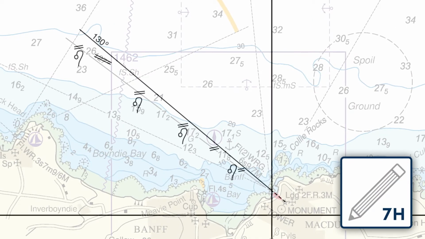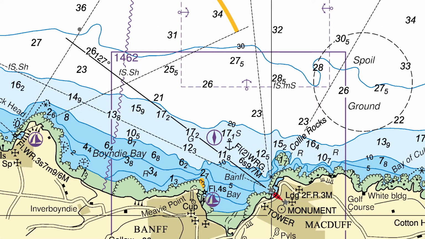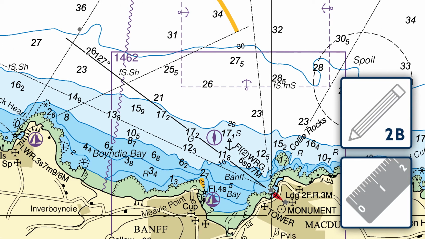Using a 7H pencil, mark the end of the leading line, the point where the firm line changes to a pect line, and the end of the pect line. Remove the tracing to reveal the chart. Using a 2B pencil and a ruler, draw a straight guideline between the marked points.